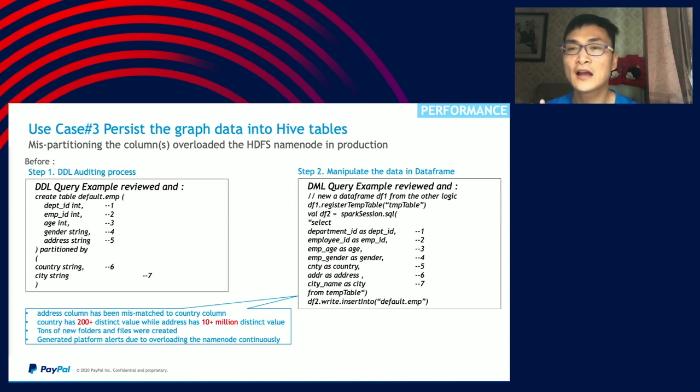And the country column in the Hive table is a partitioned column. The country column has only around 200 distinct values, so just around 200 partitions were created. But the adjust column has more than 10 million distinct values. So tons of new folders and files were created in HDFS, which overloaded our name node service and impacted some other applications. And so the platform team came to us to kill the application.